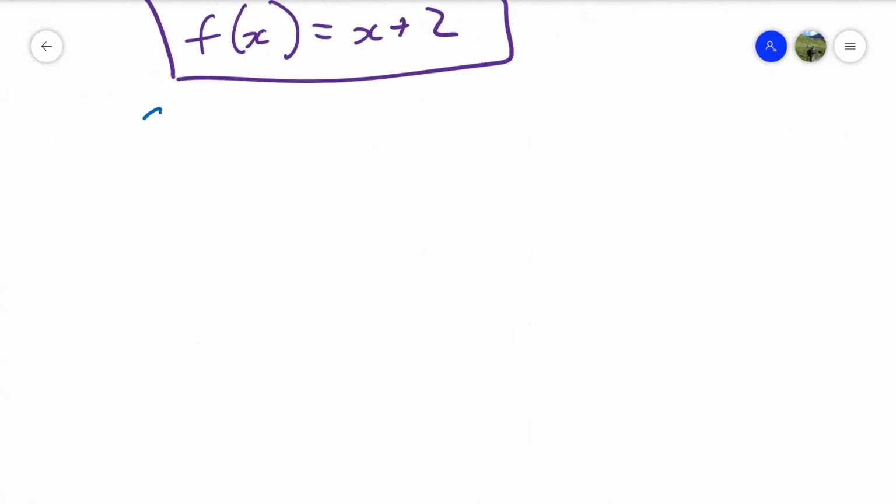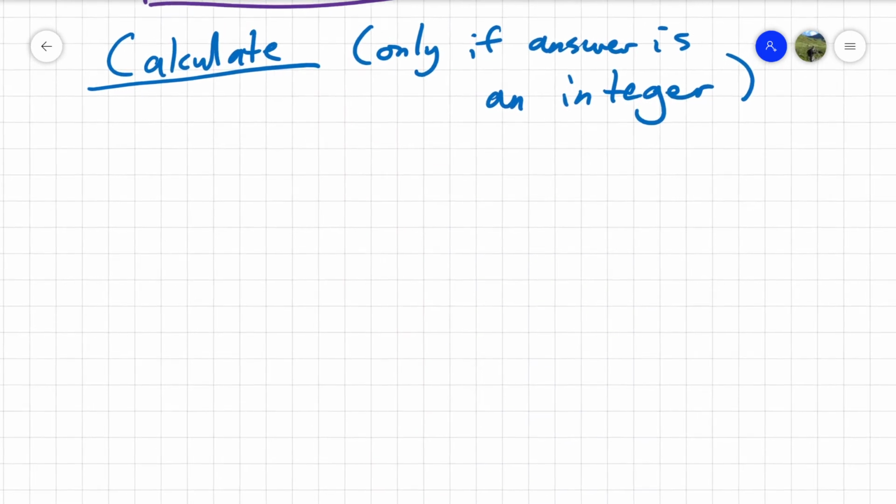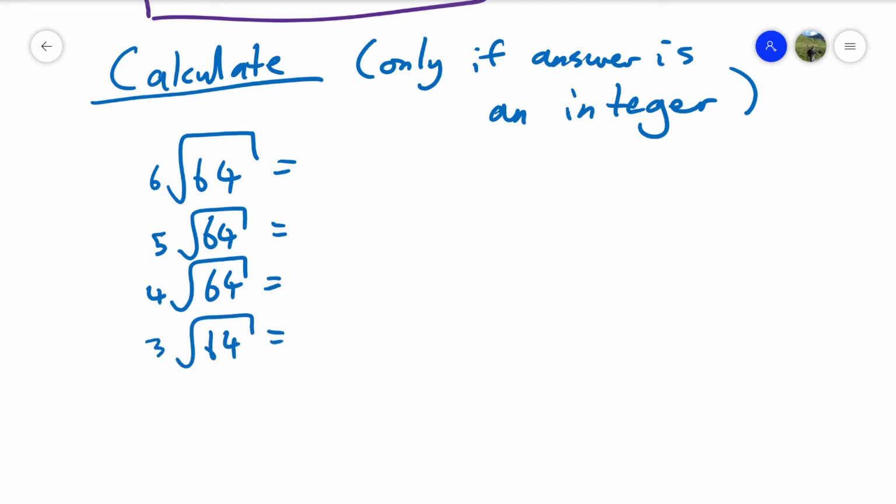Let's do another one. I'm going to do a calculate, and there's a warning: only if the answer is an integer. My point is, if the answer's really awkward, don't do it. We're just doing the easy ones. I'll let you know when I've finished the list. All these are supposed to say 64, by the way. I realise my writing is a little bit scruffy at times. Have a go in your own time, then I'm going to write the answers.